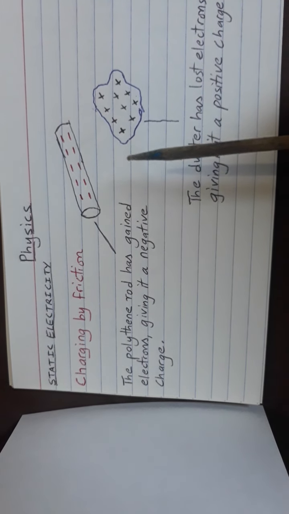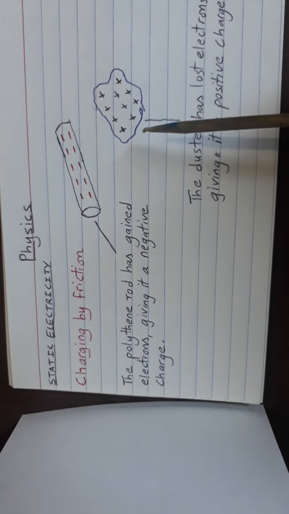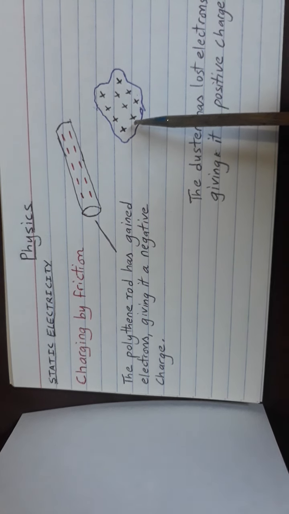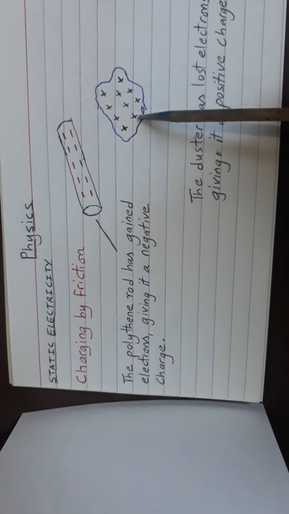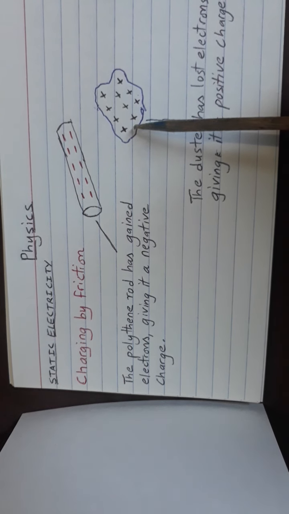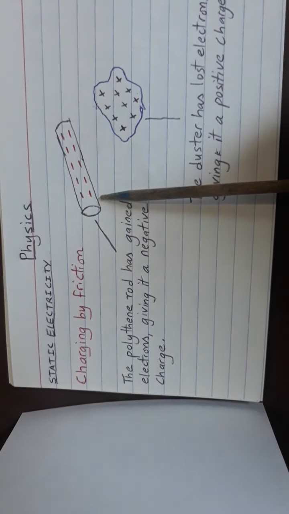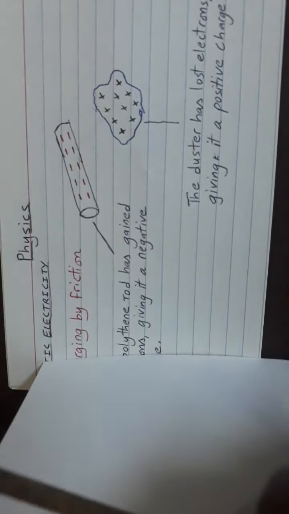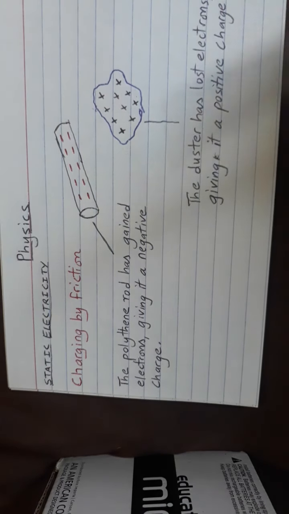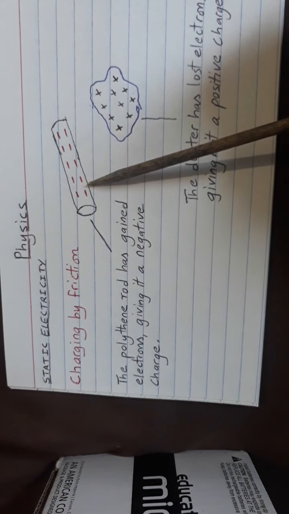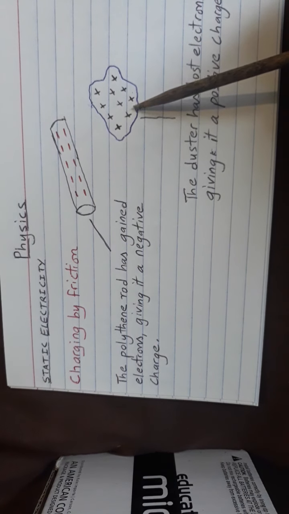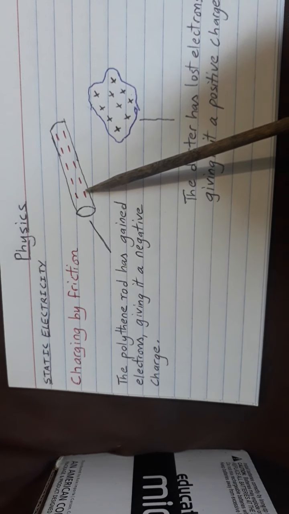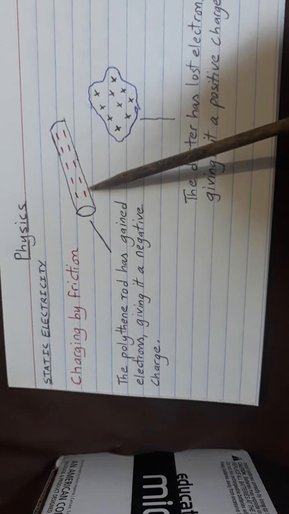So here we have the situation after rubbing, where we see that the cloth has become positively charged because it now has an excess of positive charges, while the rod has become negatively charged because it had gained electrons. So the cloth has an excess of positive charges while the rod has an excess of negative charges.